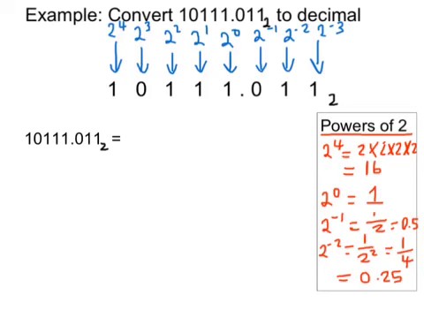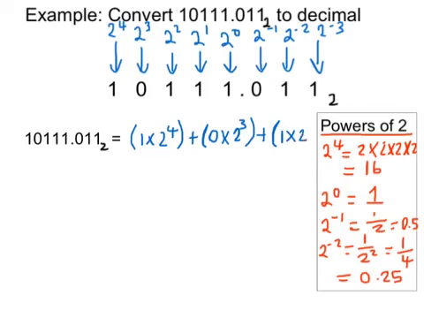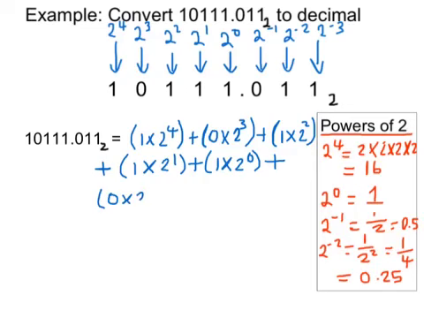So now we can write 10111.011 base 2 is equal to 1 multiplied by 2 to the power 4 plus 0 multiplied by 2 to the power of 3 plus 1 multiplied by 2 to the power of 2 plus 1 multiplied by 2 to the power of 1 plus 1 multiplied by 2 to the power of 0 plus 0 multiplied by 2 to the minus 1 plus 1 multiplied by 2 to the power of minus 2, and lastly plus 1 multiplied by 2 to the minus 3.